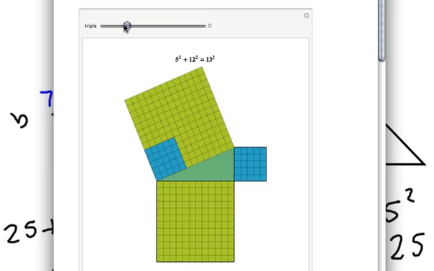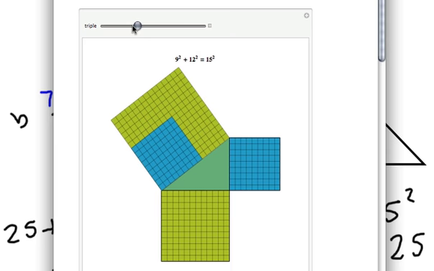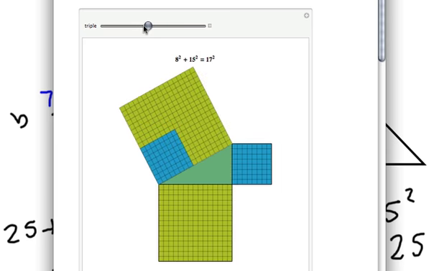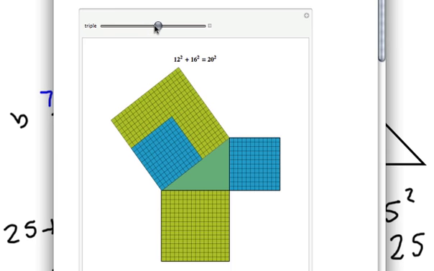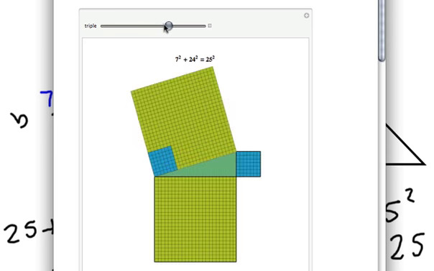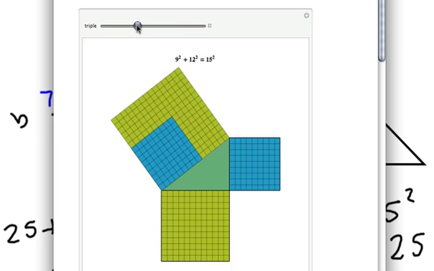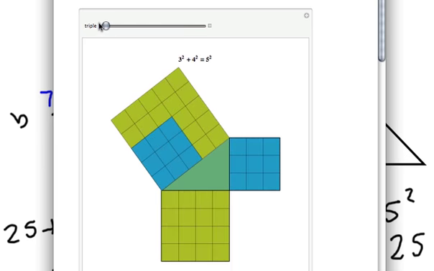Now we have a unique triplet. It's 5, 12, and 13. It's different from the other. There are many different unique triplets. 9, 12, and 15. 8, 15, and 17. 12, 16, and 20, and so forth. We can mess around with these. There's all different kinds. However, we should realize that the reason they're called triplets and they're so special is because each of the numbers are whole numbers.